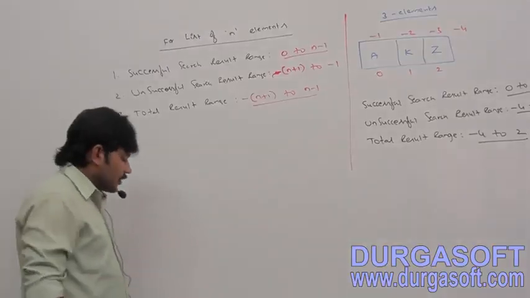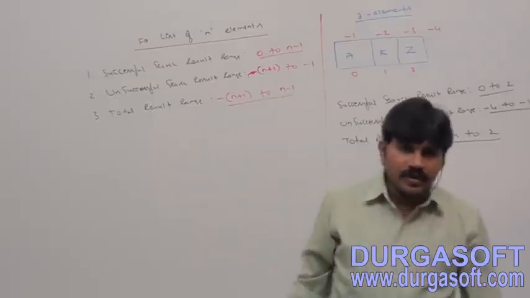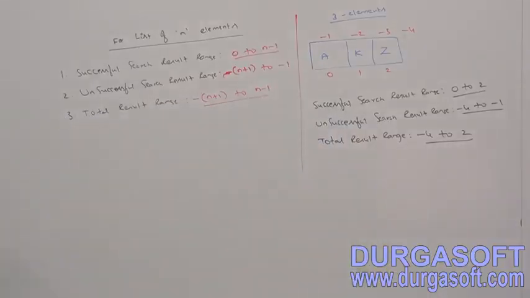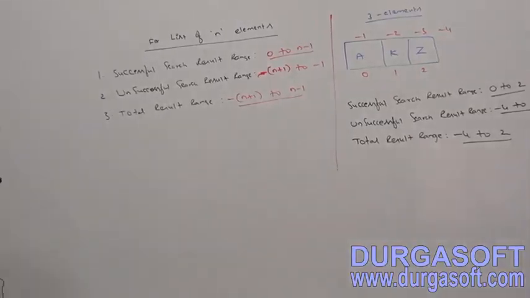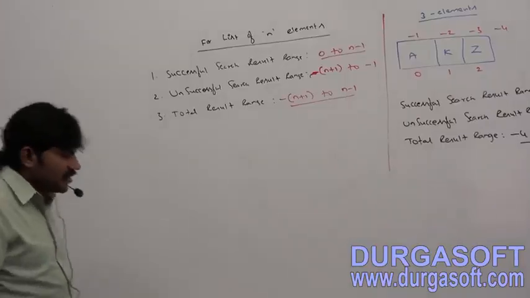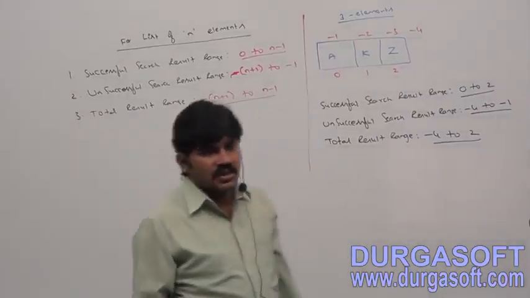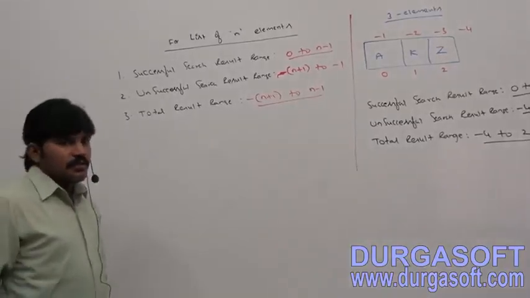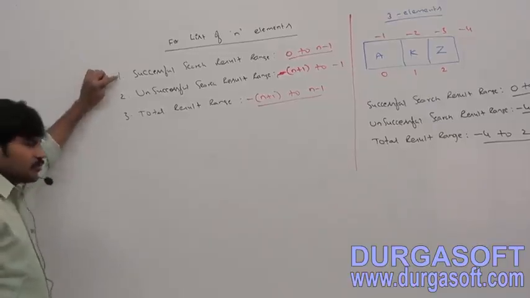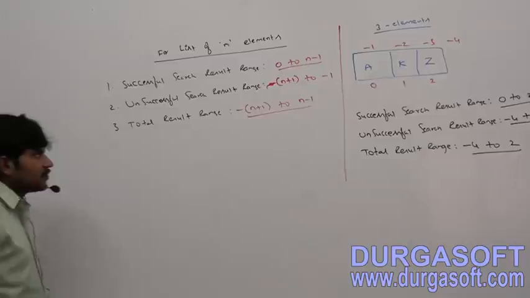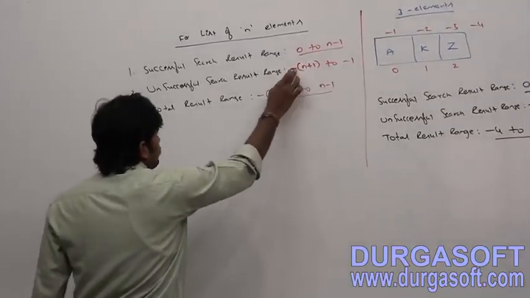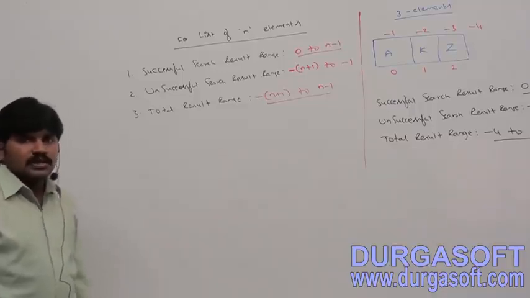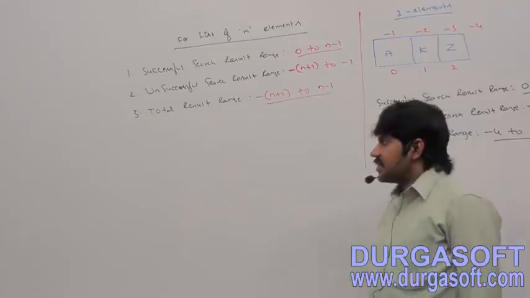Okay, take a note. For the list of n elements, in the case of binary search method, first one, successful search result range: 0 to n minus 1.